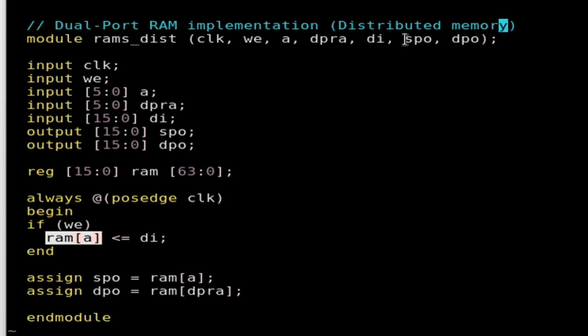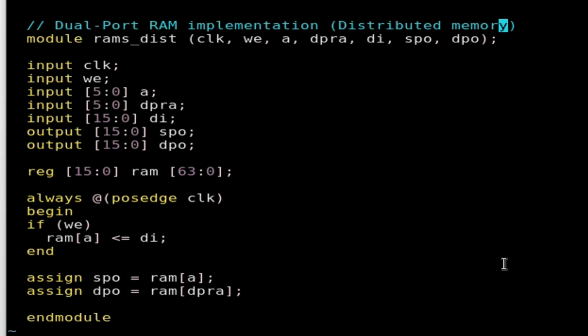Now for the outputs SPO and DPO: the output on the first port, SPO, is equal to RAM of A. Whatever address is given on port A, the content of that address will go to SPO. For DPO, the output of the second port, whatever address is available on the second port, that is through DPRA, the content of that address will go to DPO. And this type of code will implement distributed memory.